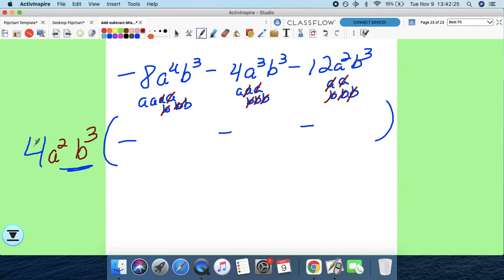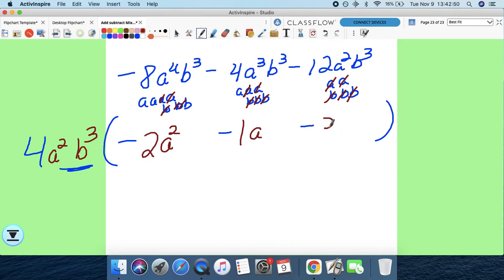So 4 times what is 8? It's times 2. And how many a's are left over? 2 a's. So I'm going to write a squared. Confirm. 4 times 2 is 8. a squared times a squared is a^4, and b cubed. Good. 4 times what is 4 is 1. And then 1 a left over, and no b's. Confirm. 4 times 1 is 4. a squared times a is a cubed, and the b cubed is also there.